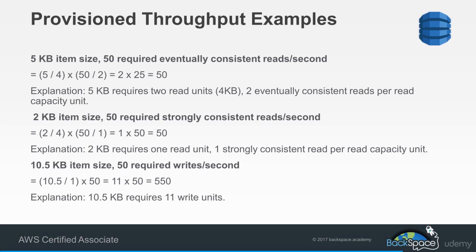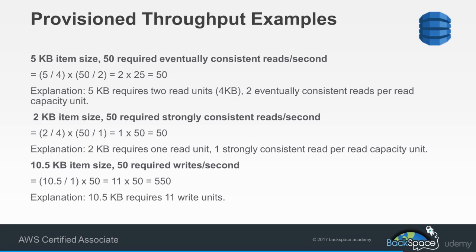So that's 2. And these are eventually consistent reads, so we get 2 eventually consistent reads per read capacity unit. So we divide 50 by 2, and that gives us 50 as the provisioned throughput that we require. So let's have a look at another one.